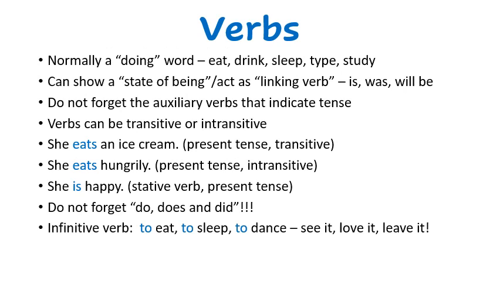Verbs. Verbs are normally a doing word like eat or drink or sleep or type or study. But it can also show a state of being or act as a linking verb like is, was, will be, are, were, etc. Please do not forget the auxiliary verb and this will indicate tense. Verbs can be transitive or intransitive. If I have something like she eats an ice cream, it's a present tense verb, transitive. It means that the verb goes over into a direct object. I can ask the question, eats what? And there will be an answer.